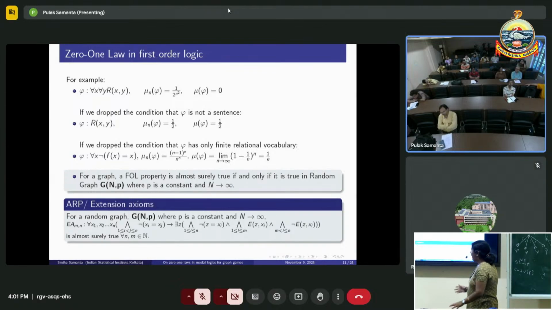And they are almost surely true, and it is shown that these formulas actually give the axiomatization of the almost surely true formulas in first order logic. This is for one binary relation, and similar formulas actually axiomatize the first order logic sentences which are almost surely true.